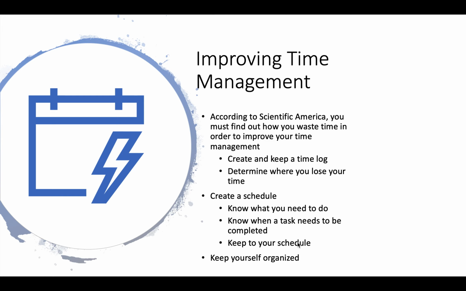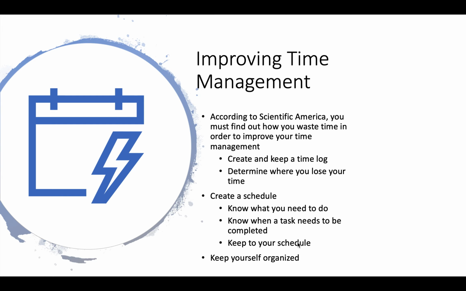One thing that can improve our professional action is by improving our time management. According to Scientific America, you must find out how you waste your time in order to improve your time management. So if you are sitting at school on a school day, not working, and rather you are talking amongst your peers, is that the way you can best use your time? Probably not. So Scientific America suggests to keep a time log, which will help you determine where you lose your time.